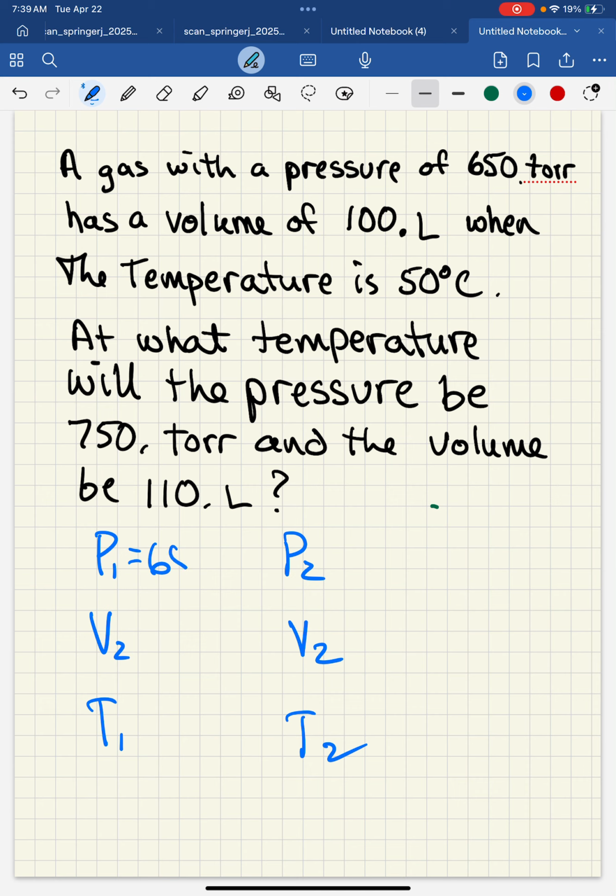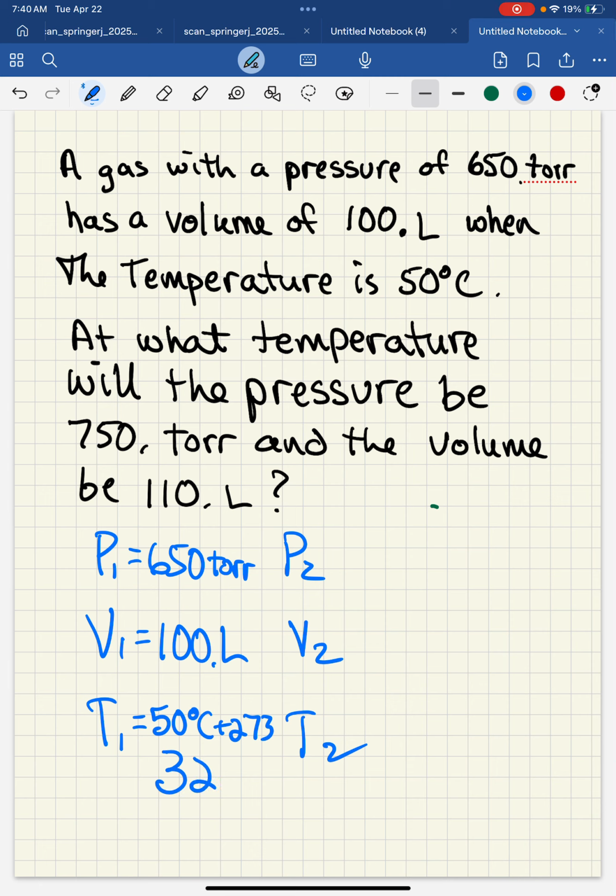We got a pressure of 650 torr. A volume of 100 liters. A temperature of 50 degrees Celsius. If we add 273 to that, we'll get 323 kelvins. Second pressure is 750 torr. Volume 2 is 110 liters. And the T2 is what we don't know.